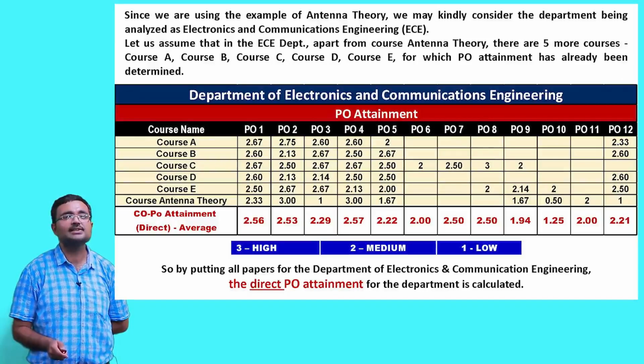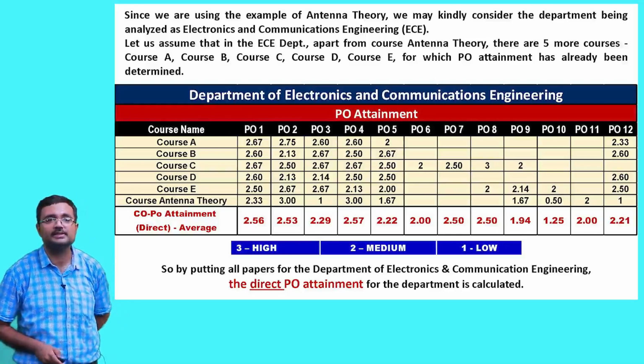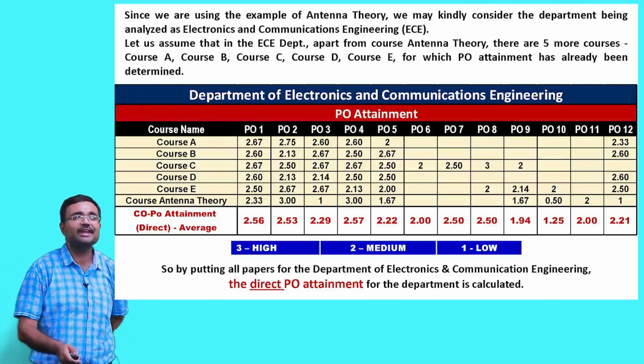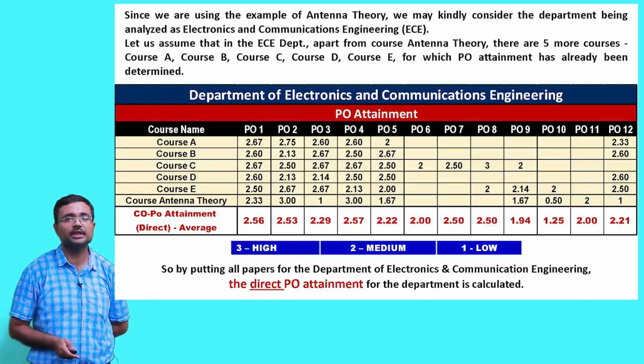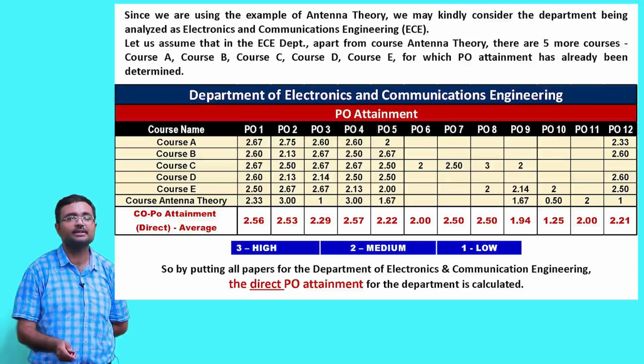I have done the same thing for all other courses, the PO attainments. I have taken an average. This is what the PO attainment of engineering, or of electronics and communication engineering, is. What I have done? I have taken this antenna theory. I know that antenna theory is a course of electronics and communication engineering. So, I have taken this course, antenna theory. These are the attainments of antenna theory. Check out, I have just copied this average attainment of POs over here.